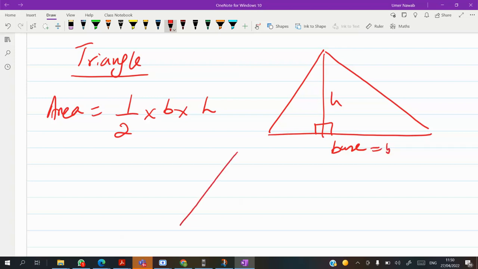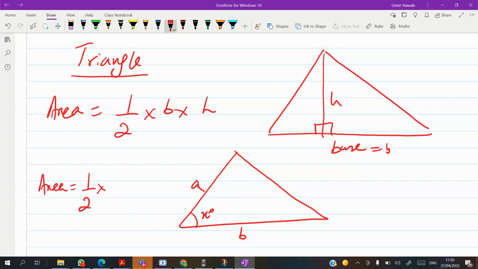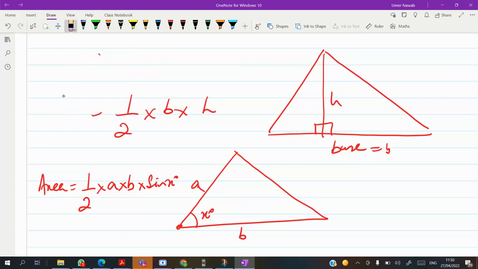Another trigonometry formula is if you know the two sides and the included angle, you can write the area of a triangle as half times the product of the two sides which have the common vertex, the common point, and the angle between these two. You have to take the sine of that. So these two formulas are important in IGCSE to find the area of a triangle.